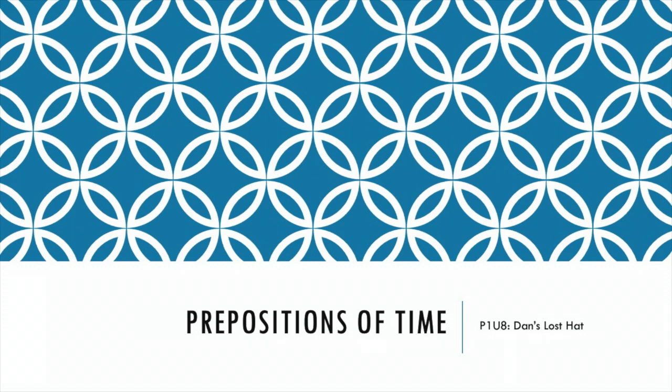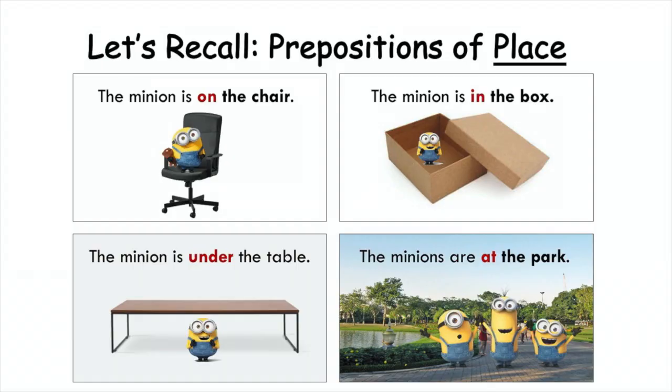Today we are going to learn about prepositions of time. Let's first look at what we did yesterday on prepositions of place. We learned how to use on, in, under and at. We use on when we talk about things touching the surface of something. The minion is on the chair.